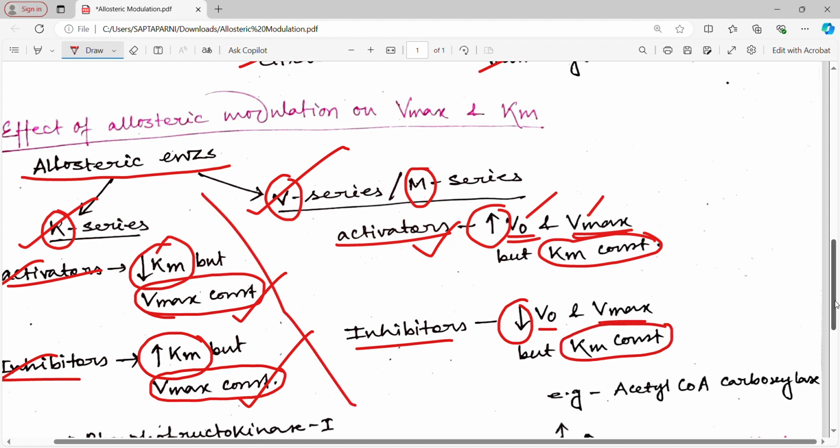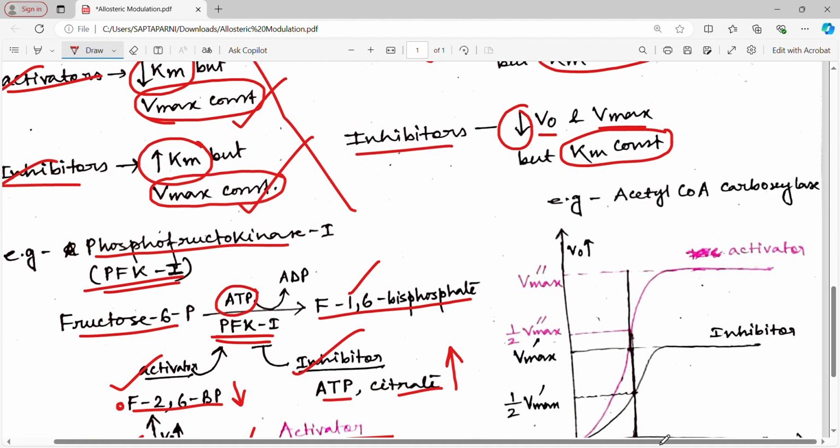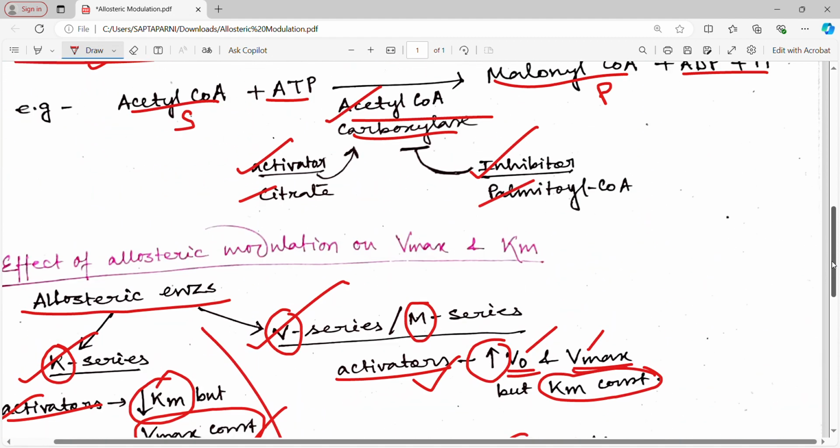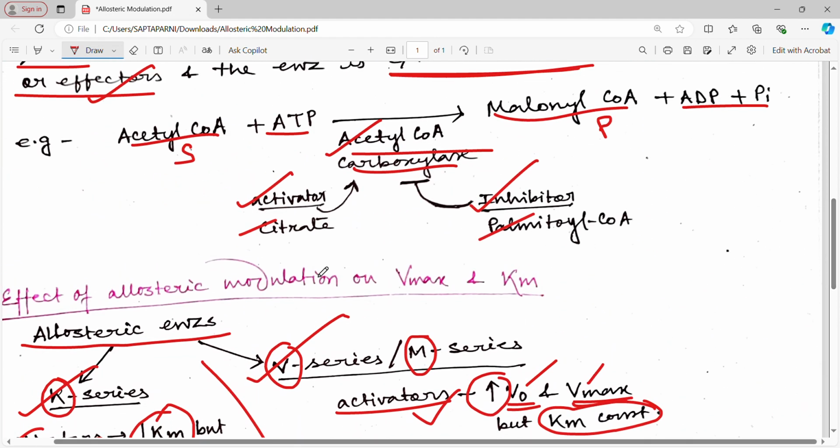So let's take an example. So acetyl-CoA carboxylase is an example of V series allosteric enzymes. The activator of this is citrate and inhibitor is palmitoyl-CoA. So being an activator, citrate will increase both the V0 and Vmax, but palmitoyl-CoA will decrease both V0 and Vmax. But in both the cases, Km value will be unchanged or constant, okay.